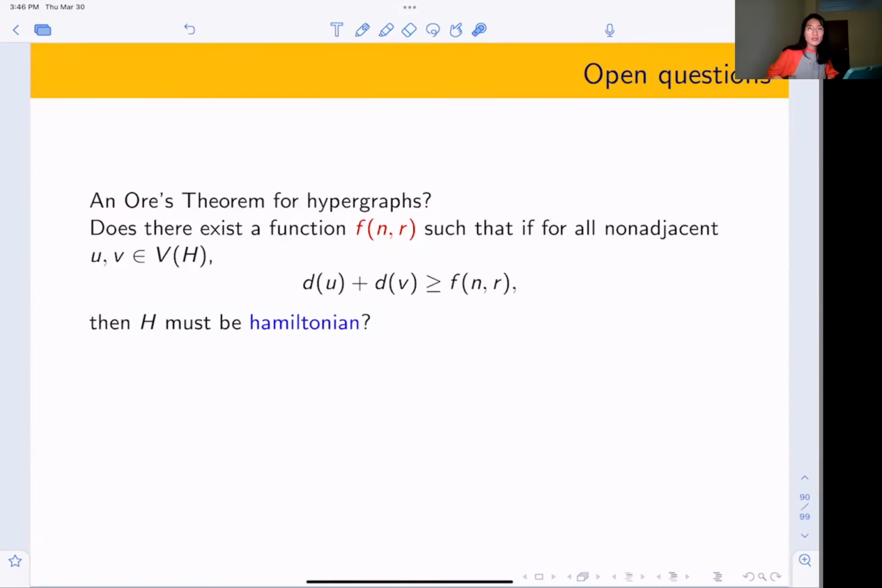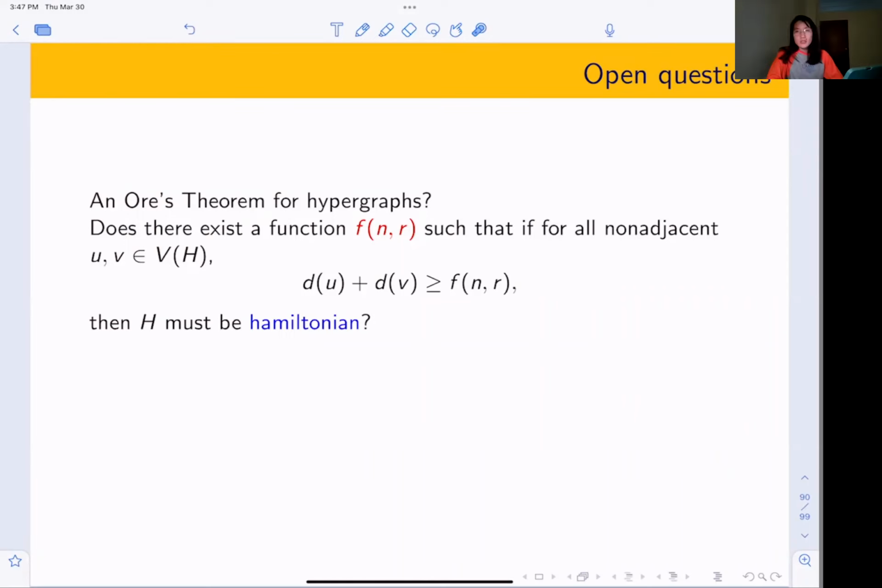Now for the last few minutes, I just want to talk about some open questions. This one's a pretty tough one. So in graphs, we have Dirac's theorem, and not much harder to prove is something called Ore's theorem. Ore's theorem says that now, instead of having just some global minimum degree condition, if for every pair of vertices x and y, their degree sum is at least n if they're non-adjacent, then the graph is Hamiltonian. So this is going to imply Dirac's theorem.